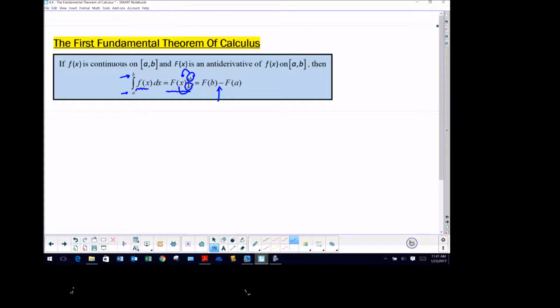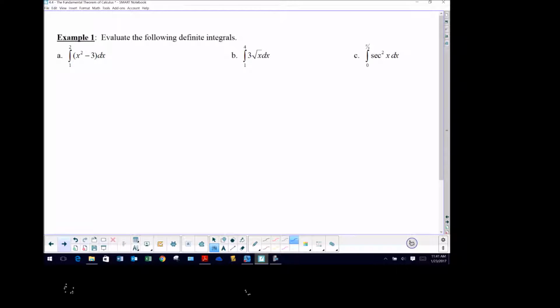We'll address one more time what it actually means here in just a moment. On the next slide, I've got three fairly simple examples of how to apply this idea of the fundamental theorem of calculus. So let's tackle 1a first.